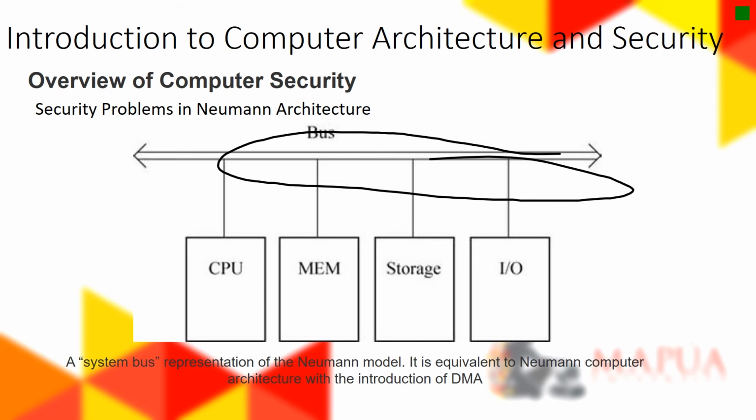So this is just another view of the Neumann model with the introduction of the concept of DMA, or direct memory access. The DMA enables data exchange directly between memory and I/O that otherwise cannot be done with the initial Neumann model. Since the 1990s, computer networks, especially the internet, have been widespread around the world.